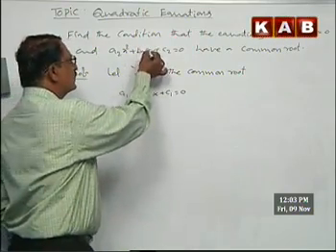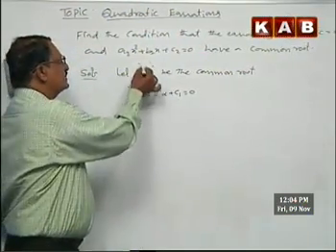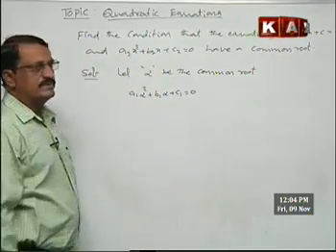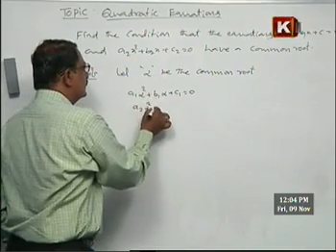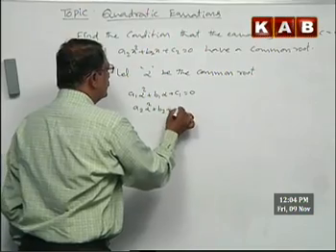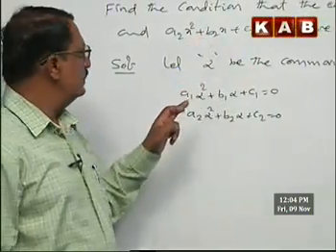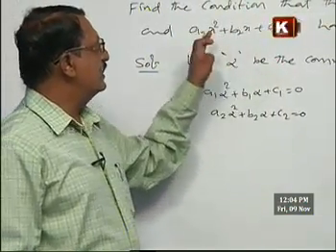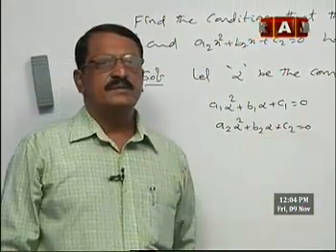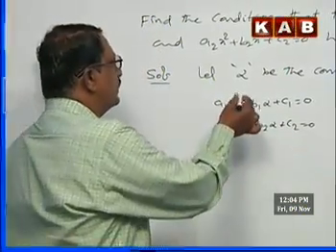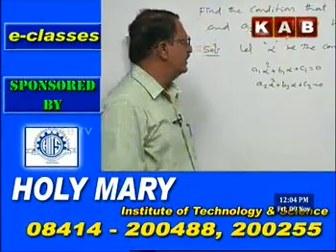Now, alpha is also a root of the second equation. Then, substituting alpha in the second equation in place of x, it must also be satisfied: a2 alpha square plus b2 alpha plus c2 equals to 0. Now, from these two equations, eliminating alpha, we get the required condition.